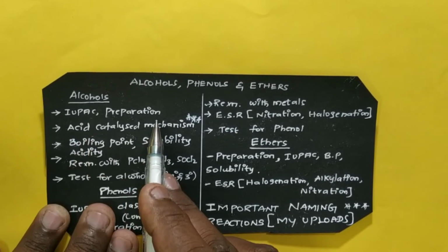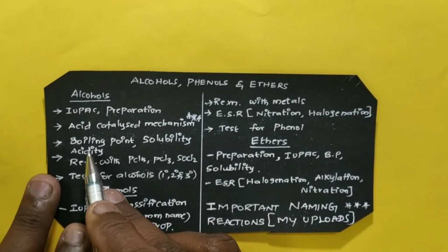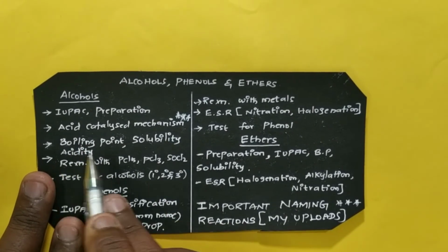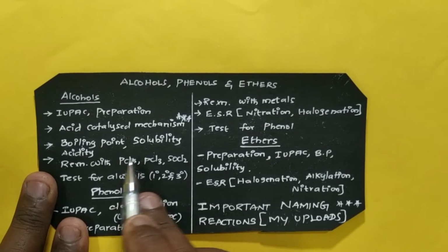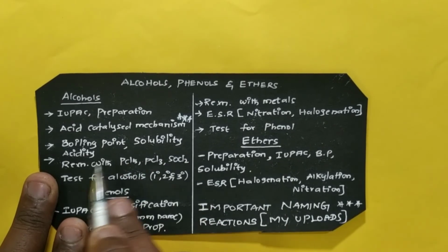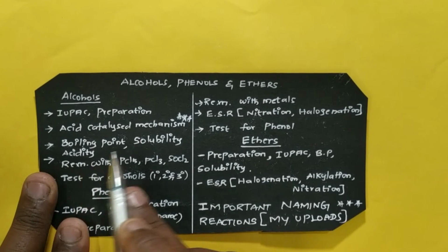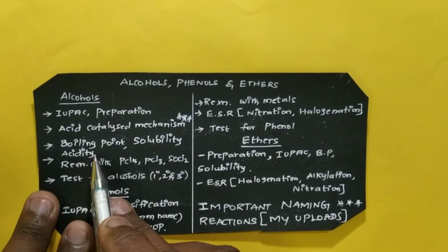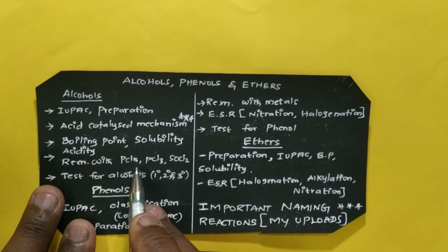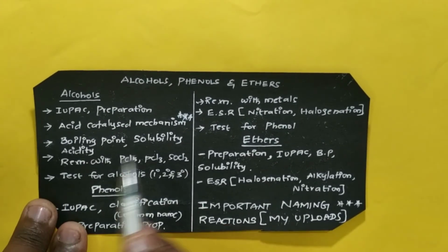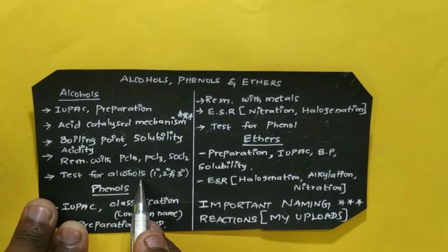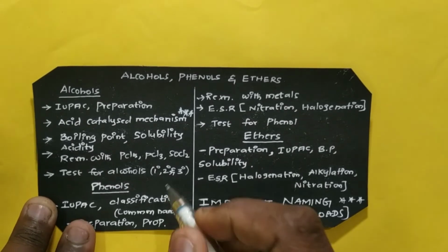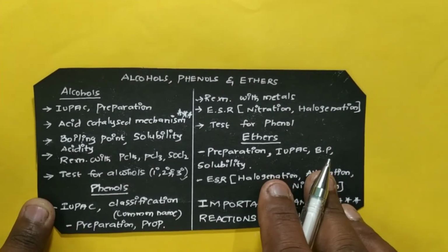And IUPAC naming and preparation of alcohols are also important. Here they will also be asking in the property area, like boiling point, solubility and acidity. They will be giving some alcoholic compounds, some different compounds, and asking for the acidity order. That kind of questions you may expect from this area. Then reactions of alcohols with PCl5, PCl3, SOCl2. Then tests for alcohols, like how to distinguish 1 degree, 2 degree and 3 degree alcohols. That kind of questions you may expect from alcohols.